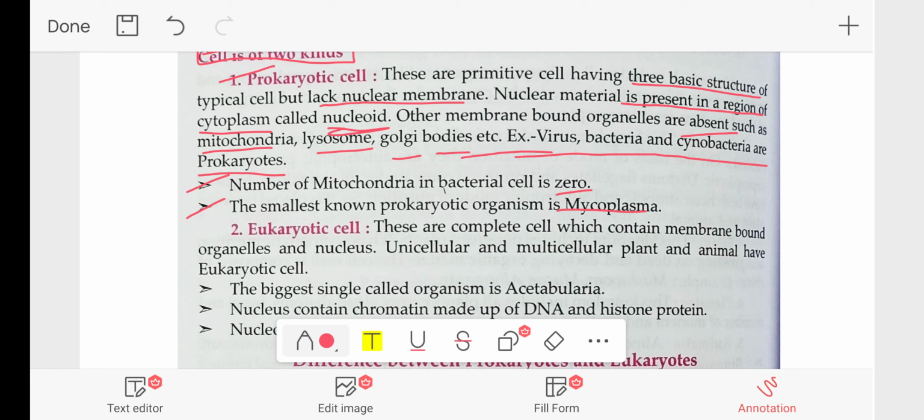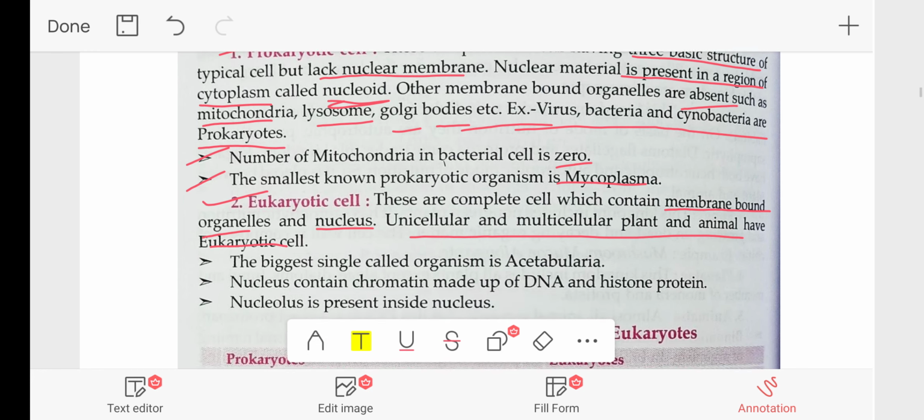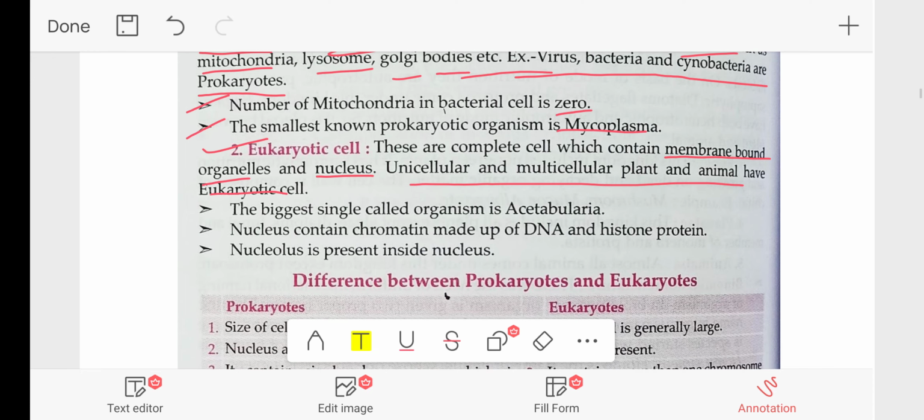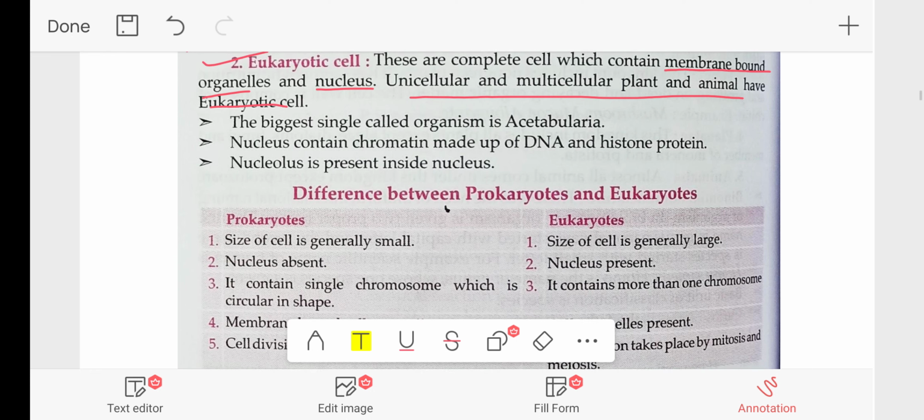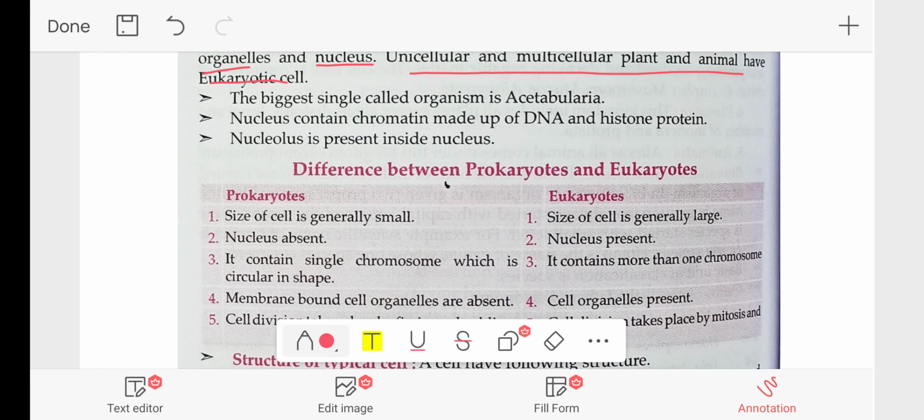Another cell, eukaryotic cell. These are complete cells which contain membrane-bound organelles and nucleus. Unicellular and multicellular plants and animals have eukaryotic cells. The biggest single-celled organism is Acetabularia. Here it's written called, but it should be celled. Next point. Nucleus contains chromatin made up of DNA and histone protein.